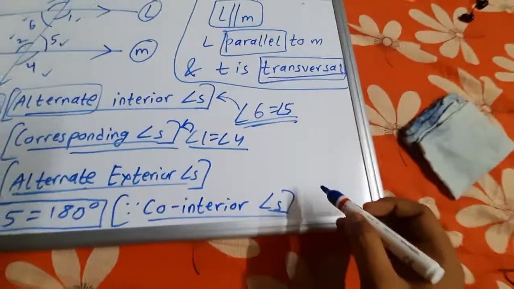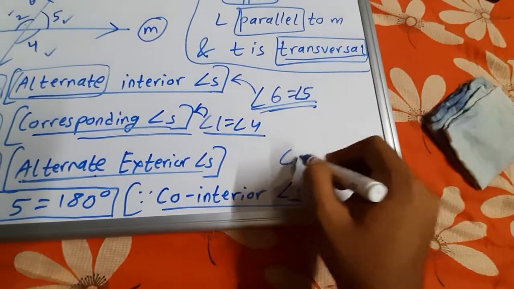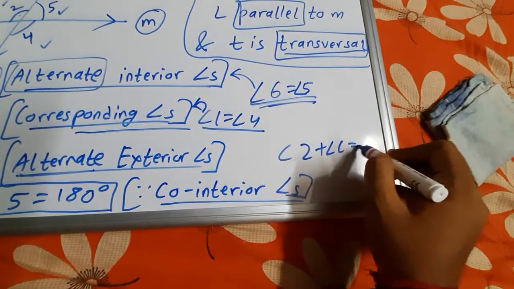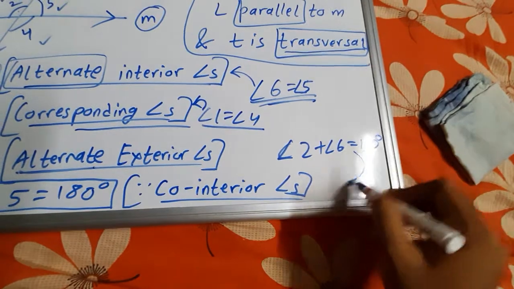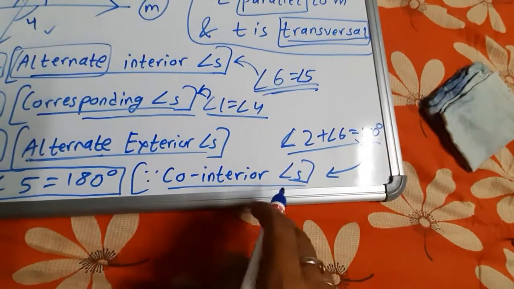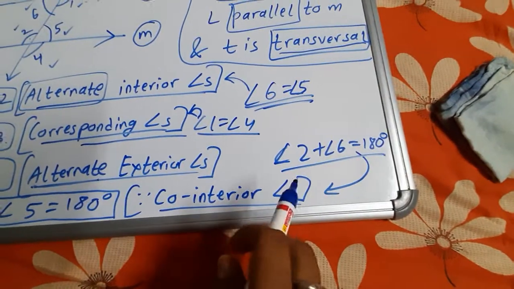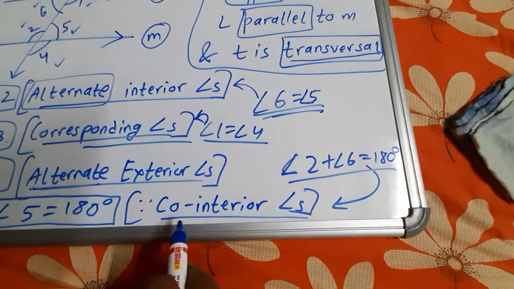So again, by the property of co-interior angles, I also can write angle 2 plus angle 6 equal to 180 degree. By which property? By this property, the co-interior angles. Okay, by this property I can write angle 2 plus angle 6 equal to 180 degree by the property of co-interior angles.